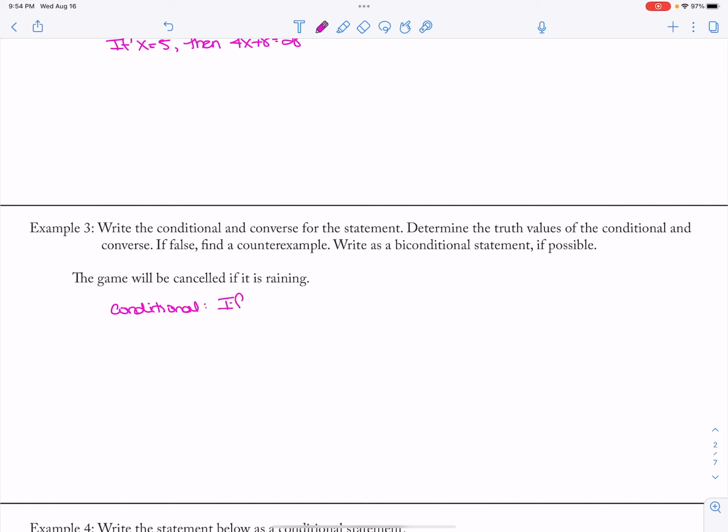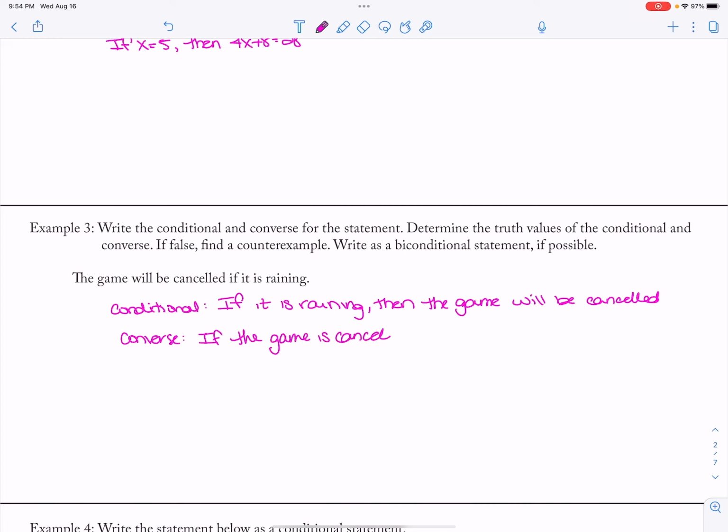Okay. If it is raining, then the game will be canceled. The converse is if the game is canceled, I think there's two L's, then it is raining.